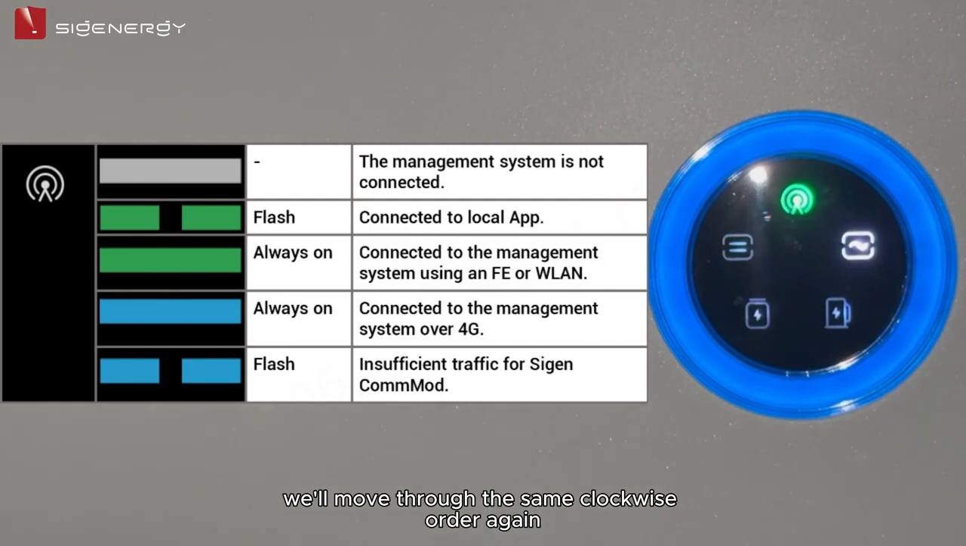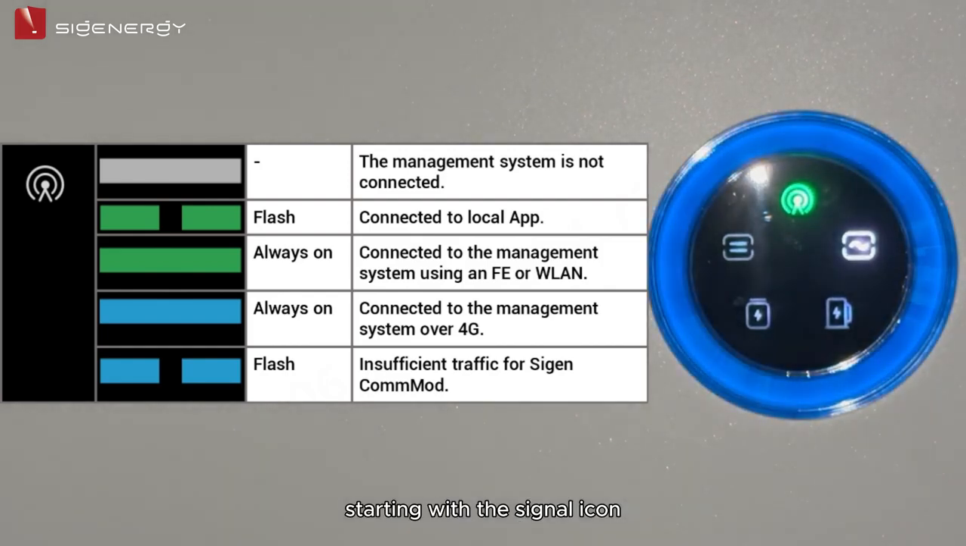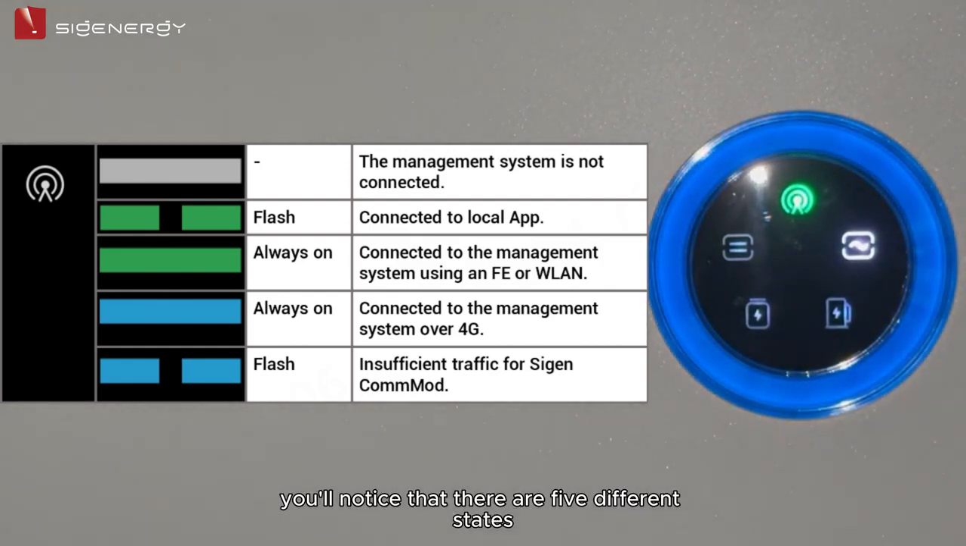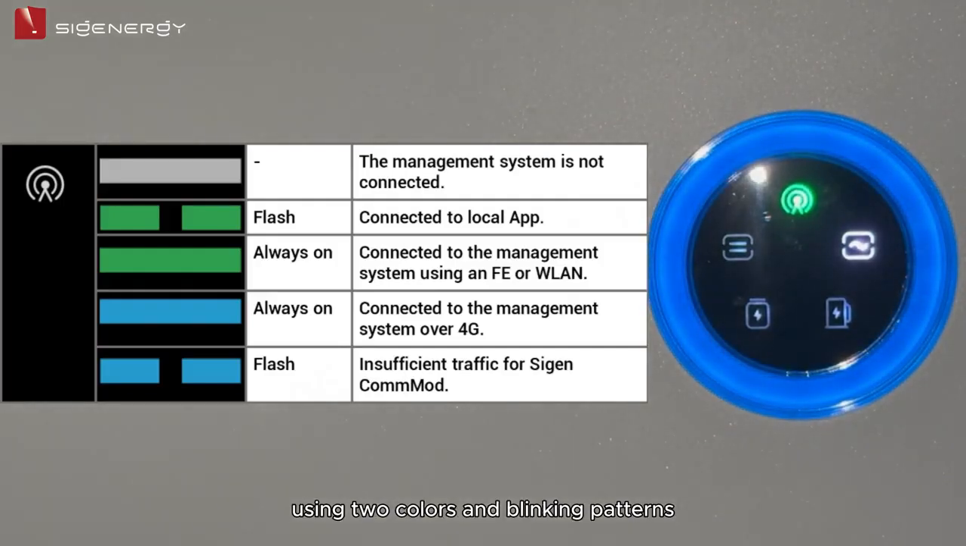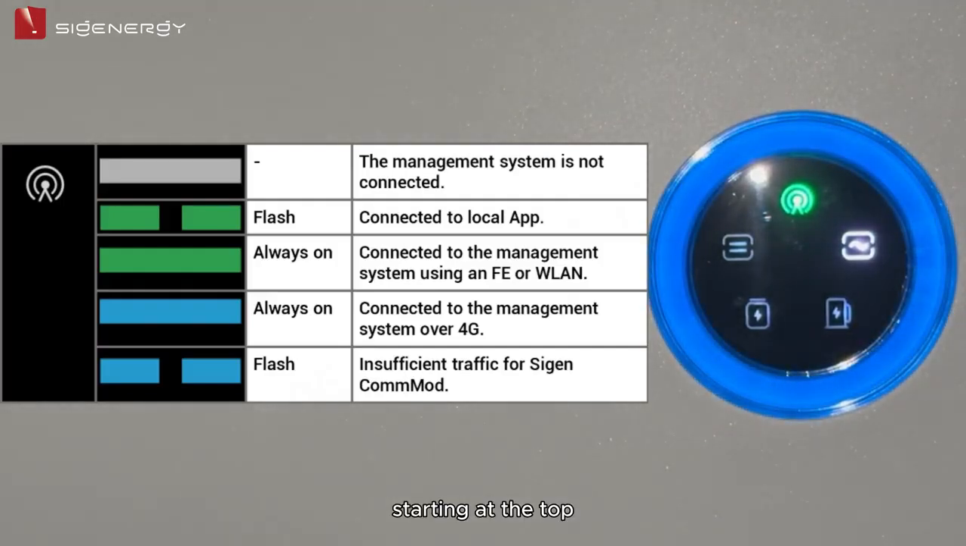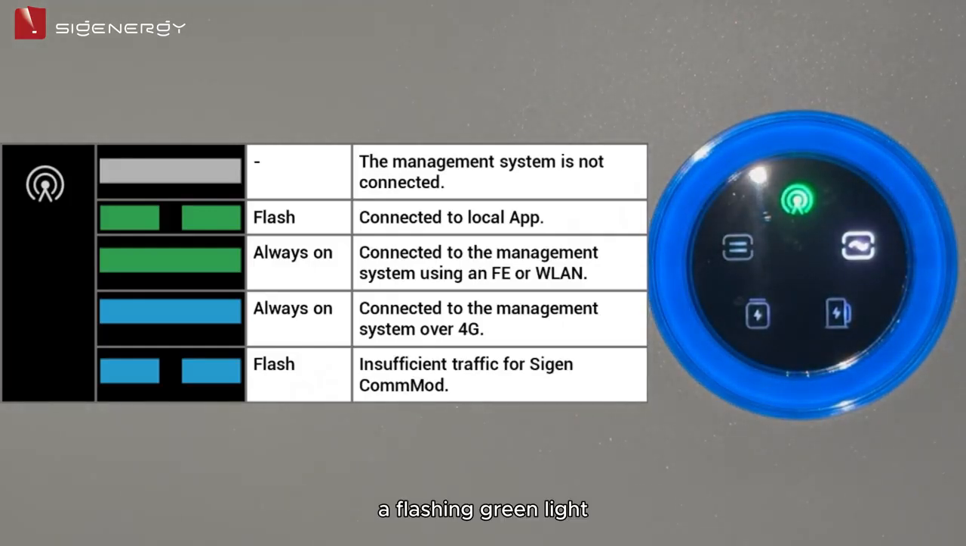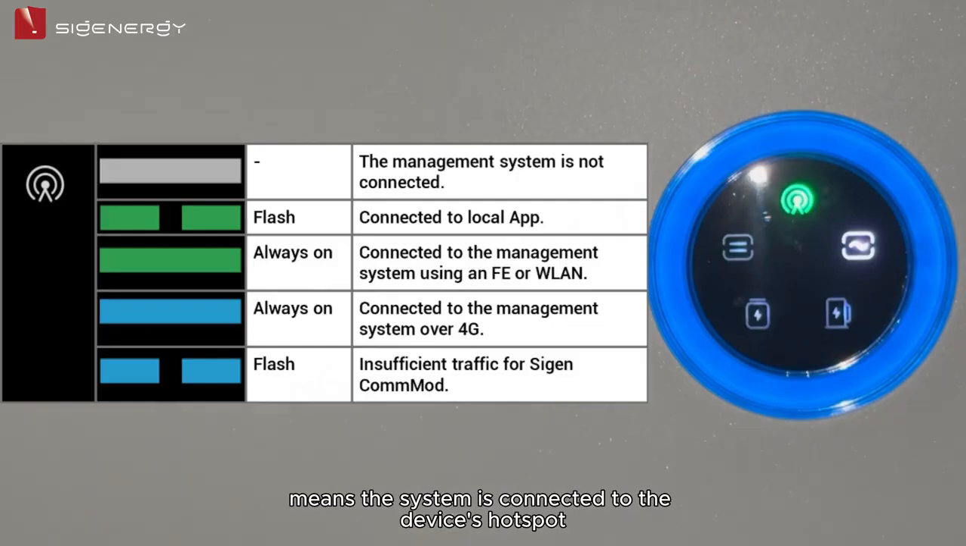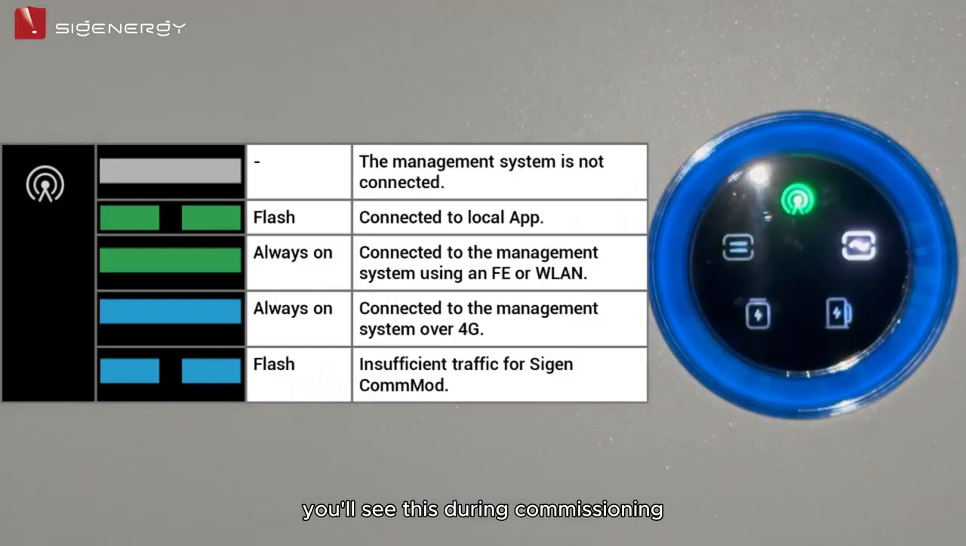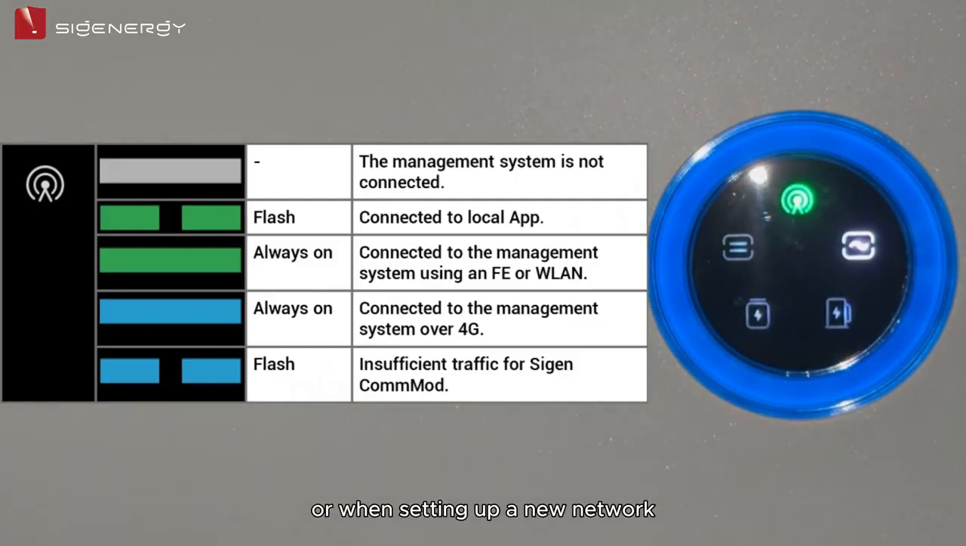We'll move through the same clockwise order again, starting with the signal icon. You'll notice that there are 5 different states for the signal indicator using 2 colors and blinking patterns. Starting at the top, a dark icon means there is no network connection. A flashing green light means the system is connected to the device's hotspot. You'll see this during commissioning or when setting up a new network.